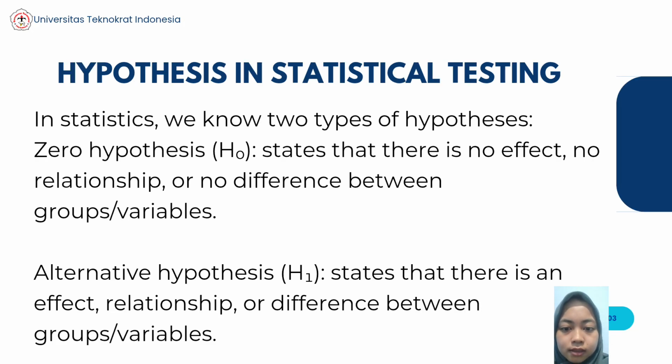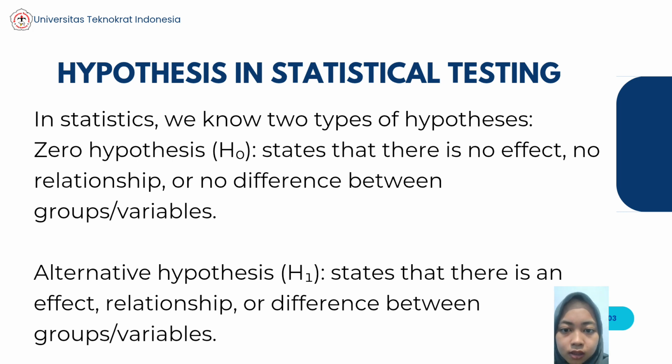Hypotheses in statistical testing. In any statistical test, we start with two hypotheses. The null hypothesis assumes that there is no effect, no relationship, or no difference between variables or groups. It represents the status quo, or position of neutrality. The alternative hypothesis claims that there is an effect, a relationship, or a difference.